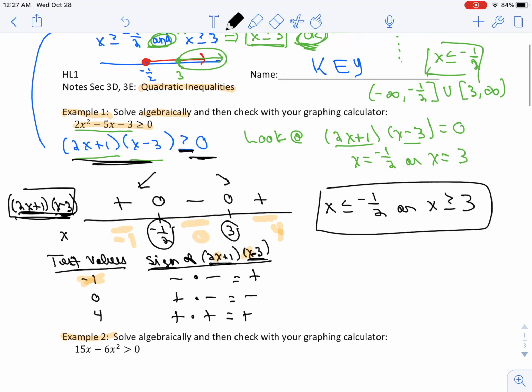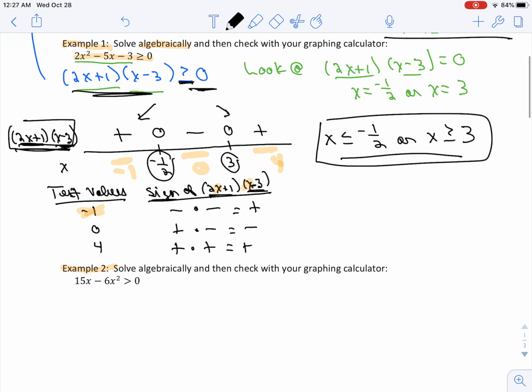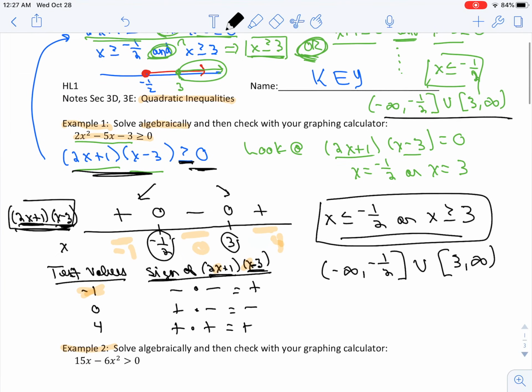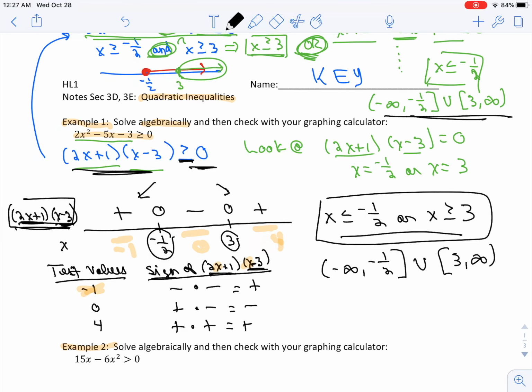If you look up here, I wrote it in interval notation, and that agrees with the answer that we got before. You can write it in interval notation as negative infinity to negative 1/2 with the closed bracket, because remember that means that one's included, union the interval from 3 to infinity. And again, that's what we got back here.